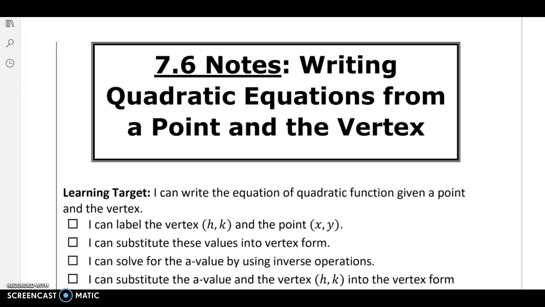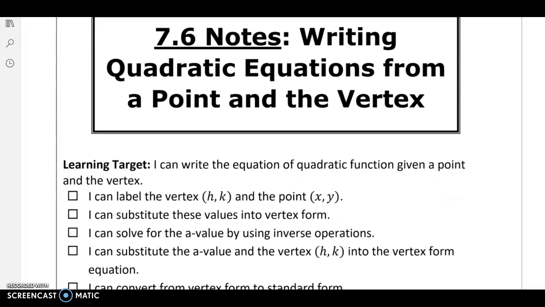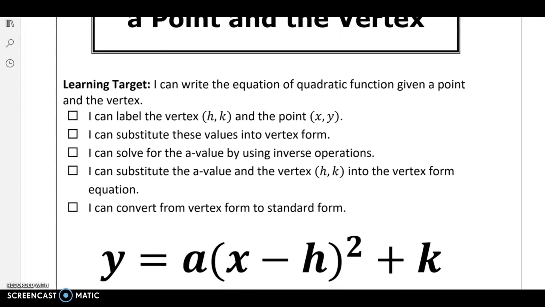Hi everyone. Today we're going to be doing the last lesson for Unit 7, which is being able to write quadratic equations given a point on the parabola and the vertex of the parabola. So let's go ahead and look at our learning target and success criteria for this lesson.